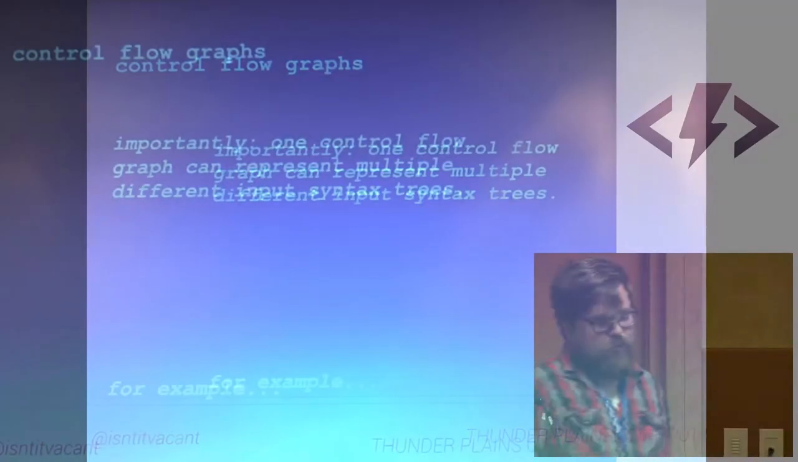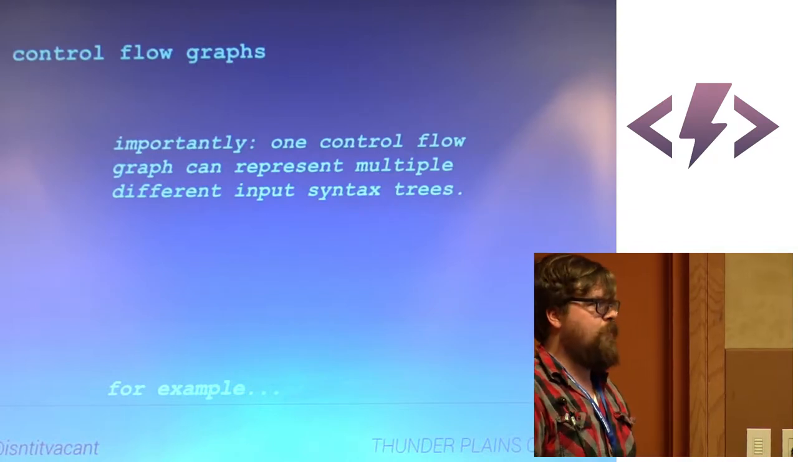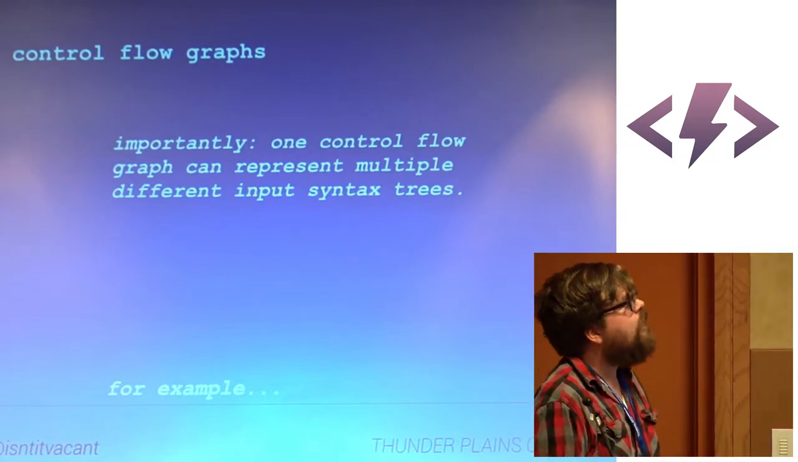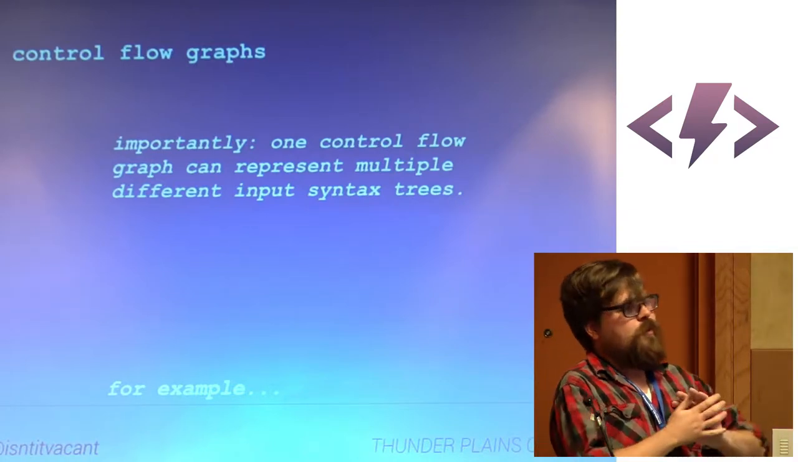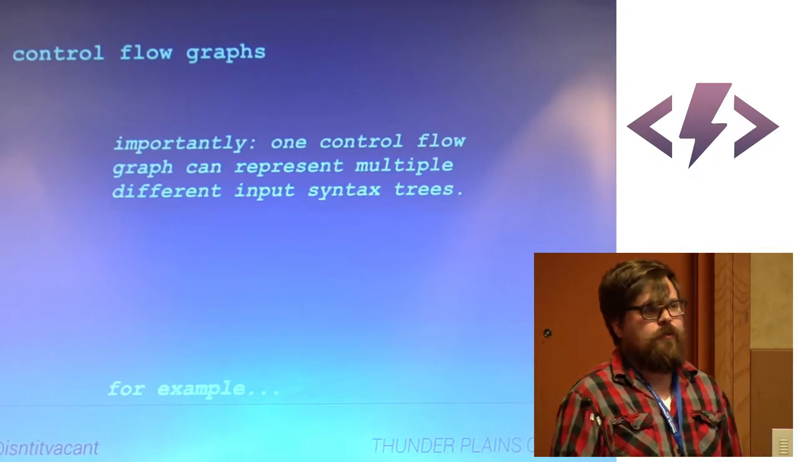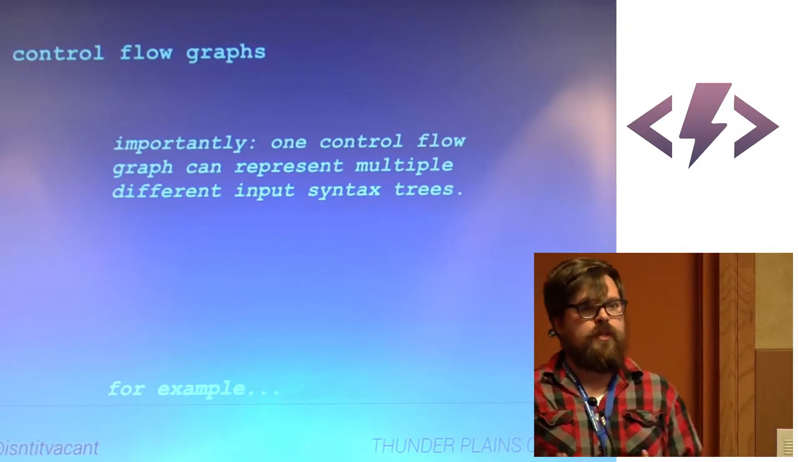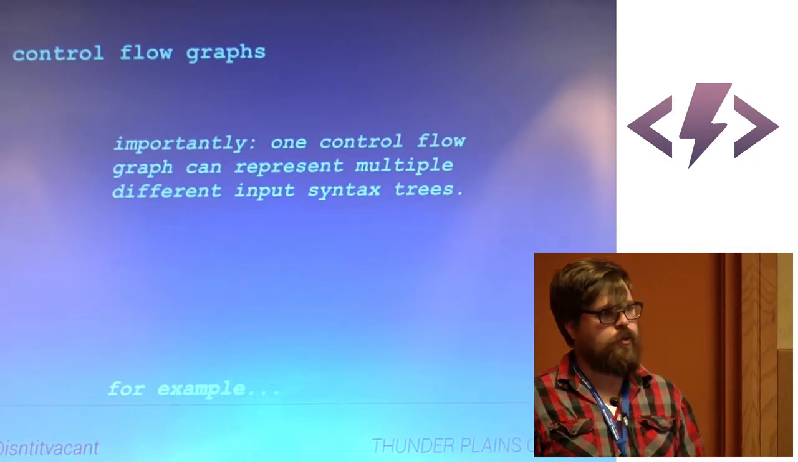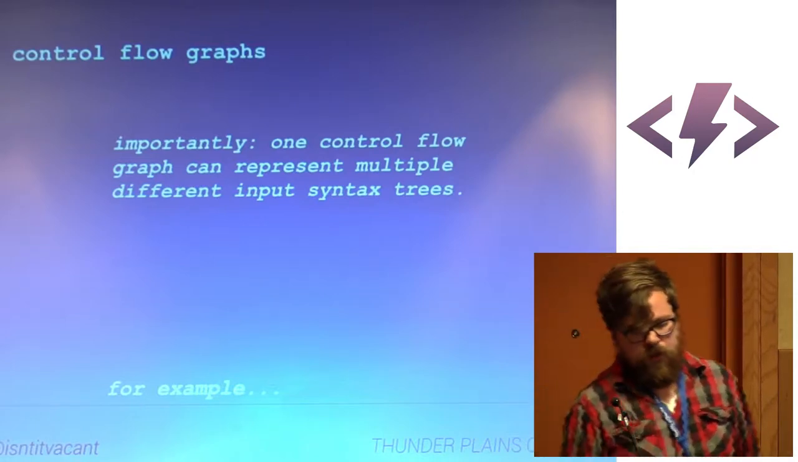And the really neat thing about control flow graphs, I think, one of the very, very many neat things, is that it can represent multiple different syntax trees. And if you think about it, that makes sense. You can represent the same loop multiple different ways in the language. You can use a while loop, a for loop.